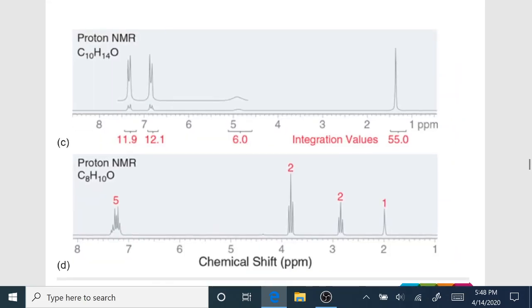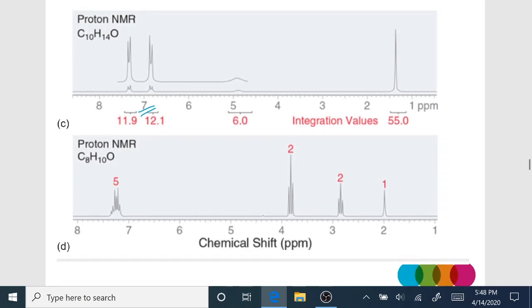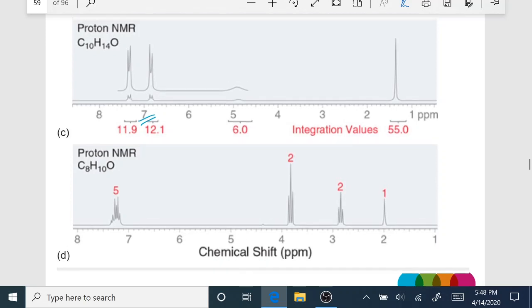Alright, so the next one in the 7 region, we've got 2 doublets. Okay, let's figure out how many. Let's do this problem, okay? So let's do our integration values. Our lowest one is 6, so 6 divided by 6 is 1. The next one is 12, roughly. 12 divided by 6 is 2. And then 55 divided by 6 is what?